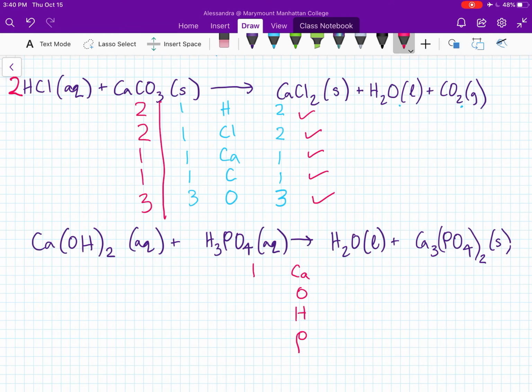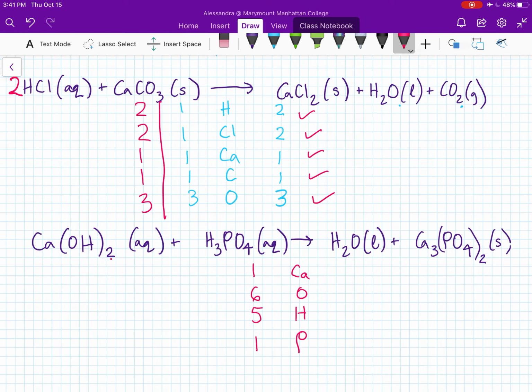And if I do my accounting here, I'm looking at calcium, oxygen, hydrogen, and phosphorus. So on the left side of the equation, I have 1 calcium, and I've got to be careful here, 2 oxygens here, and then 4 here. So 2 plus 4 is 6 oxygens on the left. And then 2 hydrogens plus 3 is 5 hydrogens on the left, and 1 phosphorus.